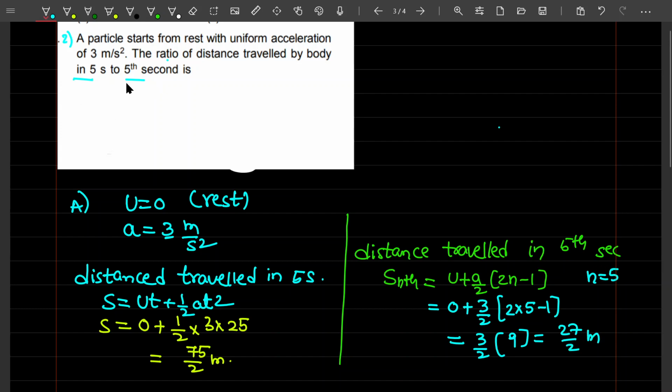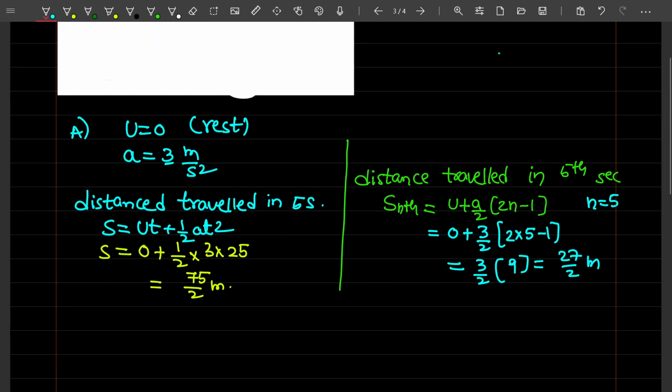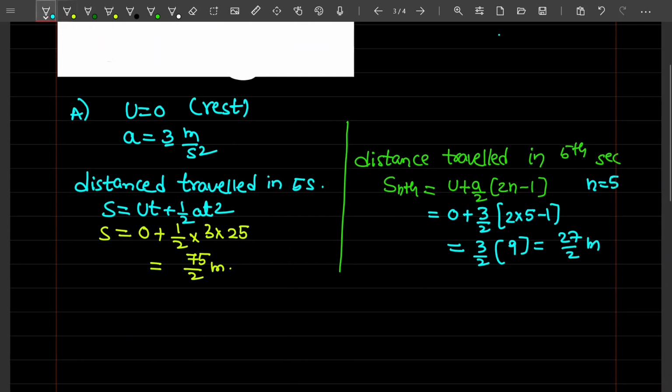So the actual question is distance travelled in 5 seconds to 5th second. That means S divided by S nth. So S divided by S nth is equal to 75 divided by 2 whole divided by 27 divided by 2. Now you can cancel the 2 by 2. Now 75 divided by 27. So this is the answer.